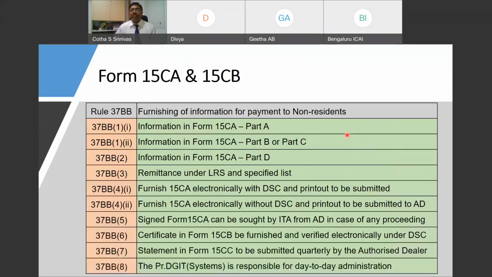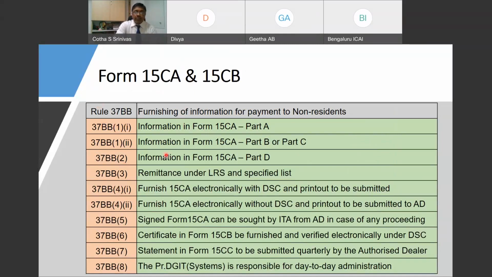Then we'll come to Form 15 CA and CB, where Rule 37BB talks about furnishing of information for payments to non-residents. So we have to go through Rule 37BB, which gives the procedures that have to be followed for furnishing information in Form 15 CA, 15 CB and also 15 CC. Rule 37BB has got 8 sub-rules.